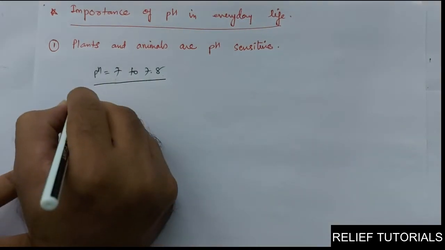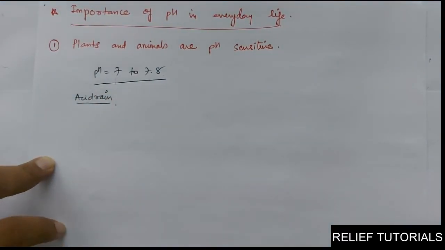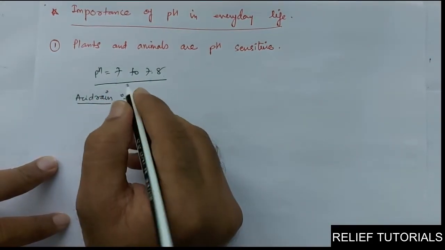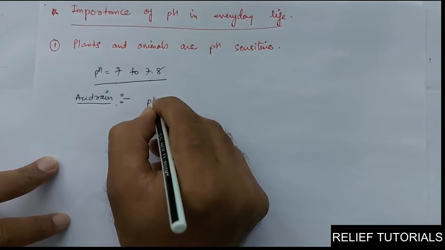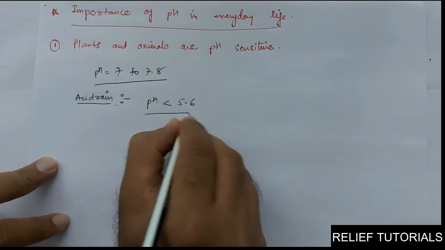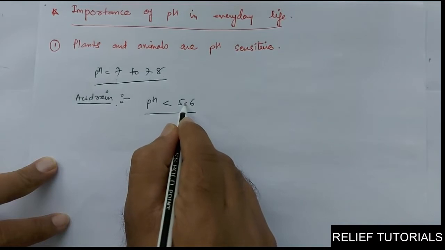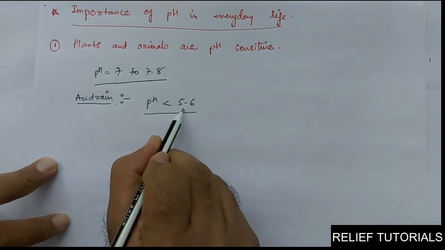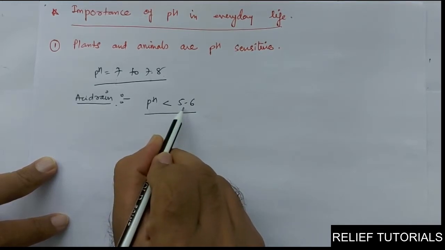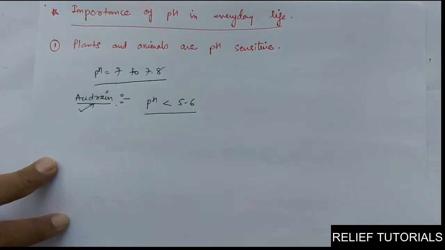Have you heard about acid rain? It's an effect of air pollution. Acid rain means rainwater having a pH of nearly 5.6 or less than 5.6. So you can see that this value of pH is less than 7 and nearly less than 6 also. If the pH value is less than 5.6, such water has an acidic nature and such rain is called acid rain.